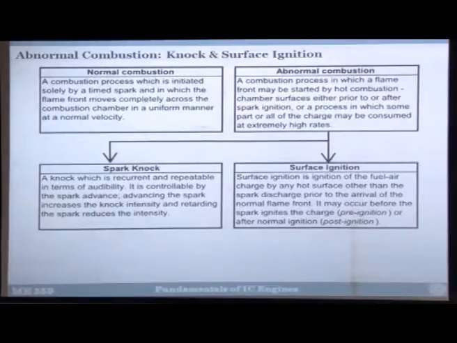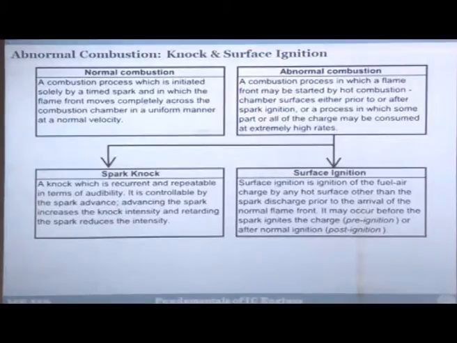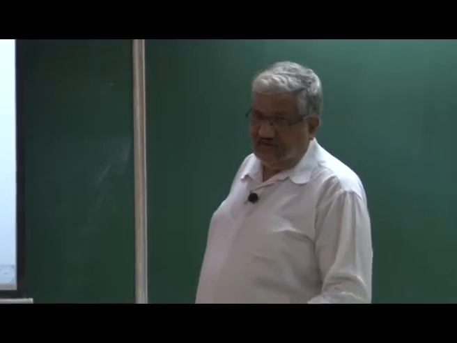Okay. So now this abnormal combustion is actually divided into two parts. One is knocking, the other one is surface ignition. What is knocking? A knock is recurrent and repeatable in terms of audibility, you can hear it. It is controlled by spark advance, so you adjust your spark timing in order to control it. Advancing the spark timing increases the knock intensity, and retarding the spark reduces the intensity. So in many of the engines, if the knocking is detected by sensors, they automatically retard the spark timing in order to control it. Driver does not come into the picture.